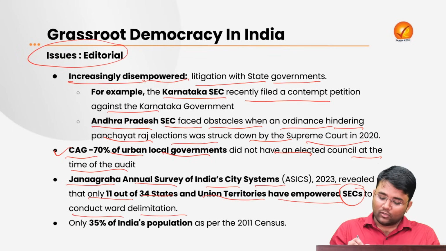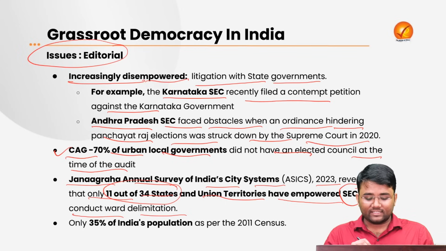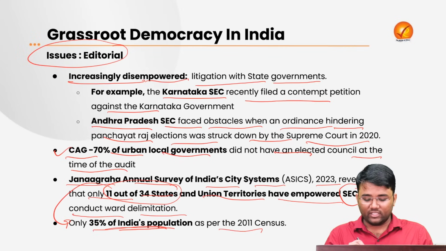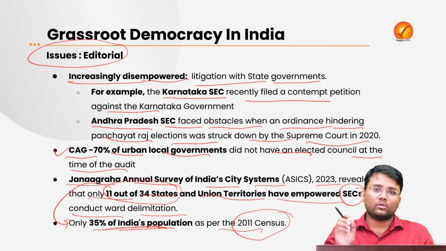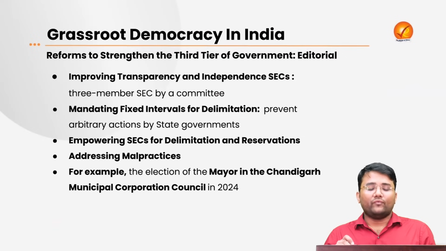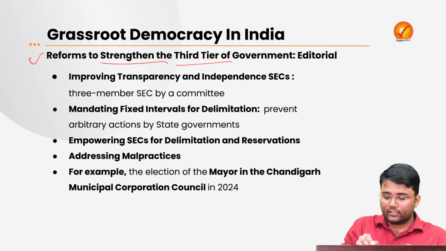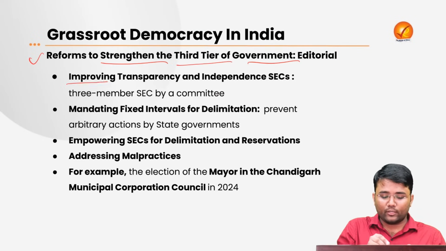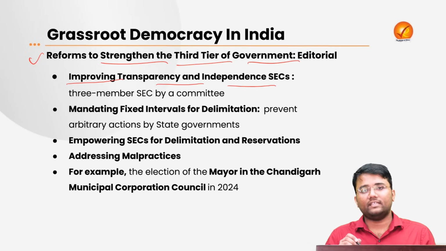These 11 out of 34 states constitute only almost 35% of India's population as per the 2011 census. This means only 35% of India's population is actually realizing the full potential of grassroots democracy properly. So, various reforms were suggested in the editorial to strengthen the third tier of government: there is need for improving the transparency and independence of state election commissions.